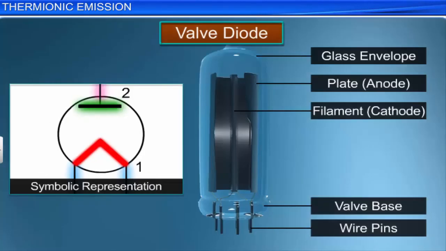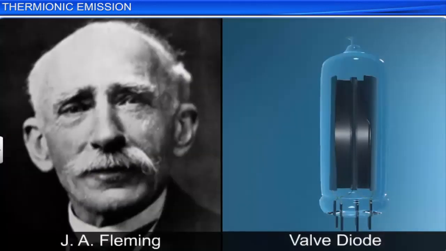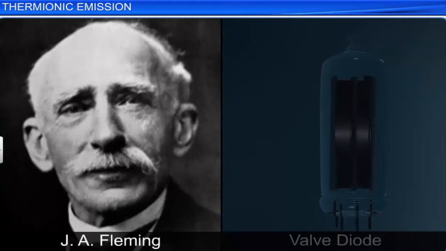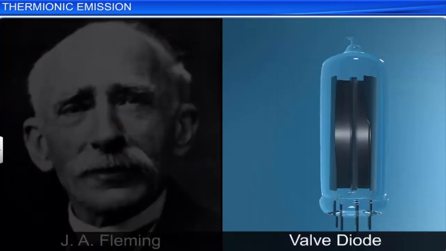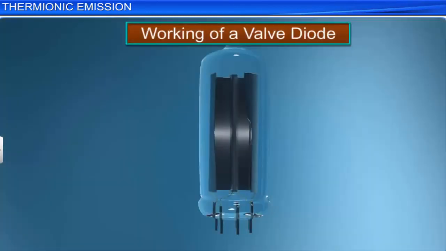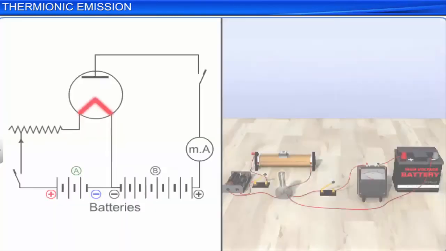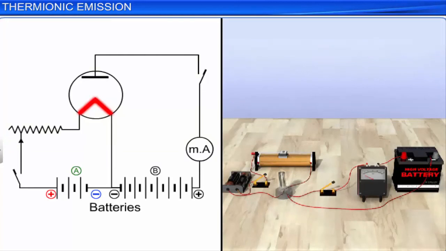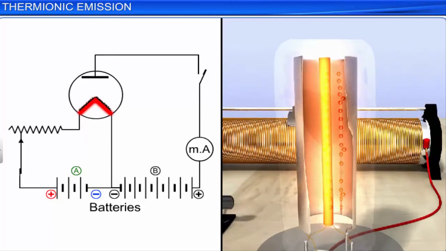A valve diode is an electronic device that conducts electric current in only one direction. J.A. Fleming developed the first thermionic diode that works on the basis of thermionic emission. Let's see how a valve diode works. A low-tension battery, A, is connected to the two ends of a filament. When current is passed, the filament gets heated and thermions are emitted. A small region around the cathode with excess free thermions is called space charge.